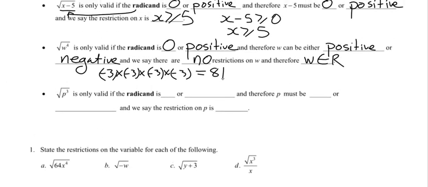Square root of p cubed is only valid if the radical is 0 or positive. Sometimes math is easy. Like the fourth time through.